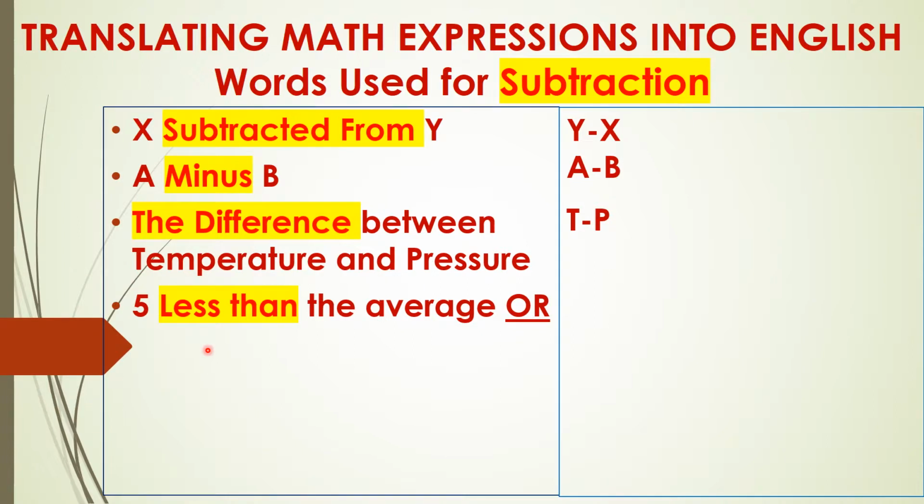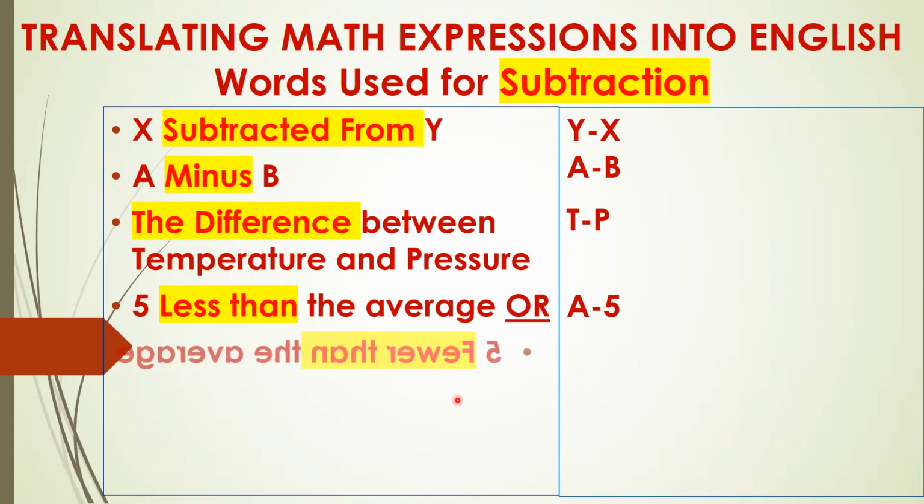Let's look at another example in English. 5 less than the average. So less than means that something's getting smaller. So when something's getting smaller, a quantity is getting smaller, that indicates that we're subtracting from it. We're making it smaller. It's getting less than. So again, we don't know what the average is, but I could use a variable to indicate that average, like A for average. And so what I'll get is 5 less than. So we're going to subtract 5 from the average.